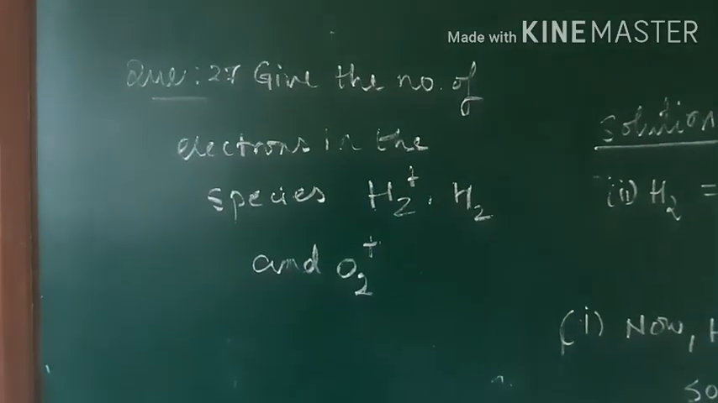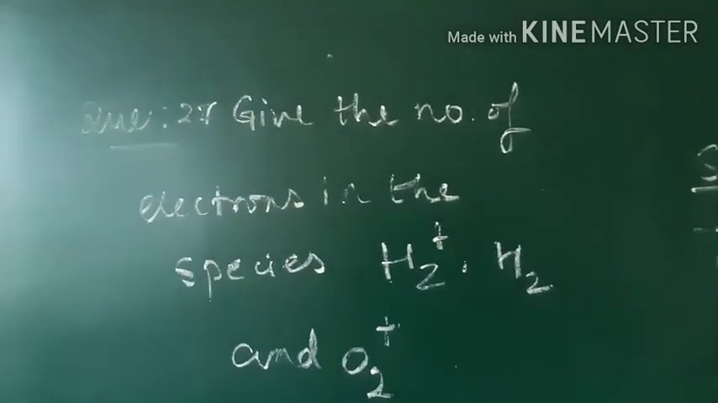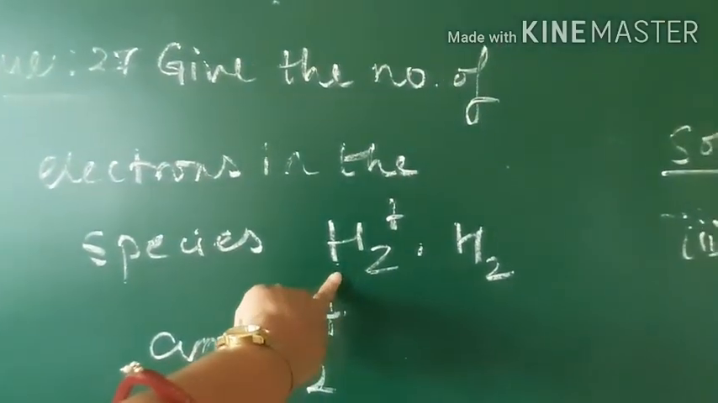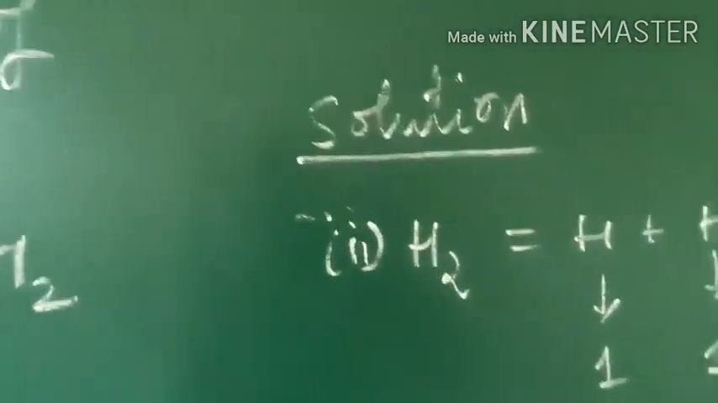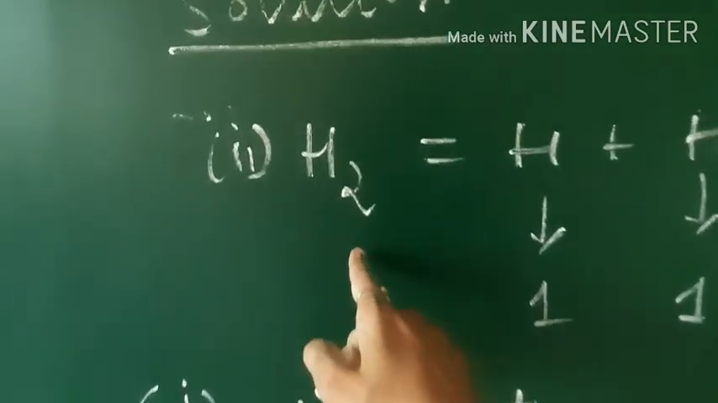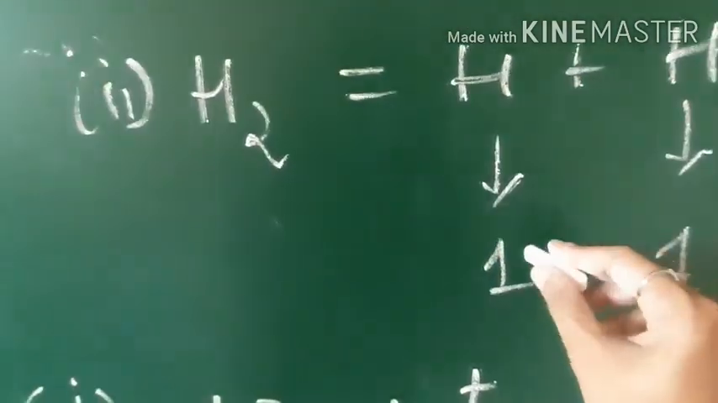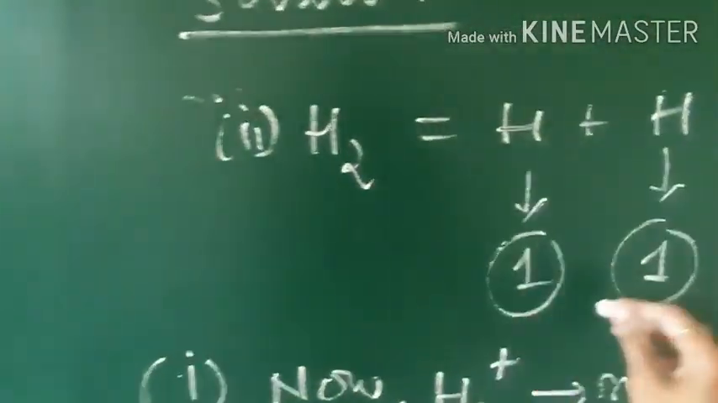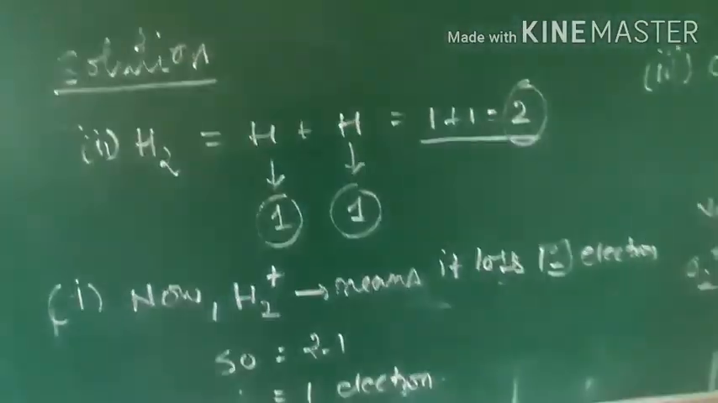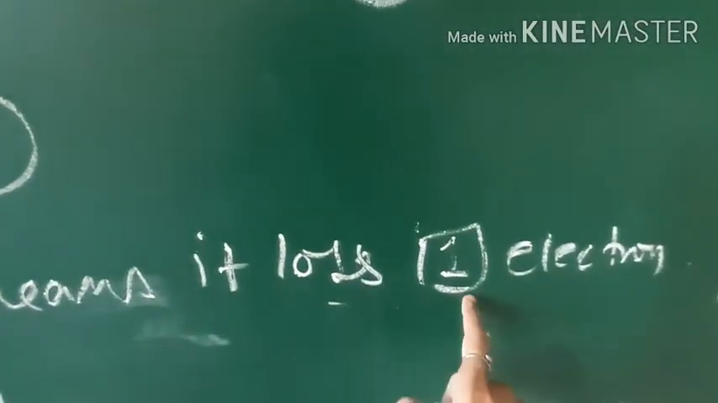Question number 27 is based on finding the number of electrons in the species H2 plus, H2 molecule and O2 plus molecule. Children, here we see the solution. H2 हाइड्रोजन मॉलिक्यूल बना है हाइड्रोजन और हाइड्रोजन एटम को मिलके. हमें पता है हाइड्रोजन में कितने इलेक्ट्रॉन है? 1, again 1, so 1 plus 1 is 2. So the H2 molecule has 2 electrons.